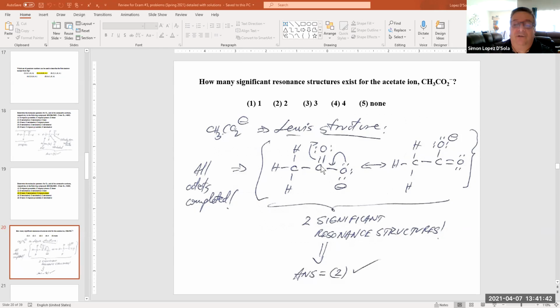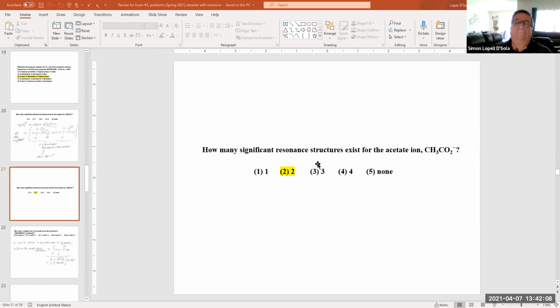So this carbon is 0, this oxygen is 0, the carbon on the left is 0, all the hydrogens are 0, and the only negative is the oxygen, which is also good because the most electronegative atom supports a negative formal charge better. So as a result, you have two significant structures contributing to the hybrid, and the answer is 2. So that's why the answer is 2.